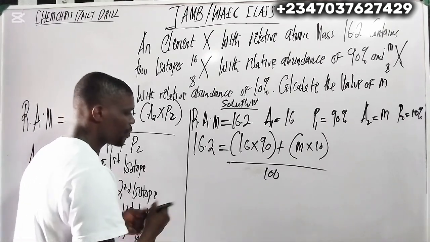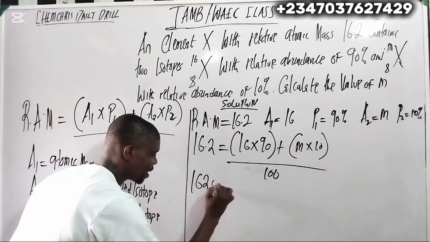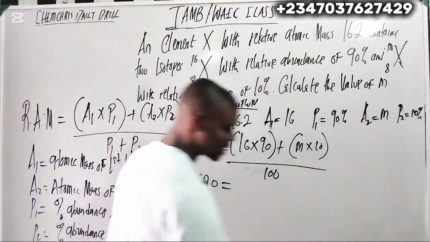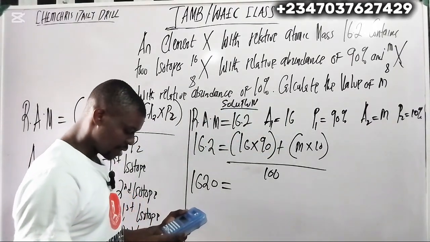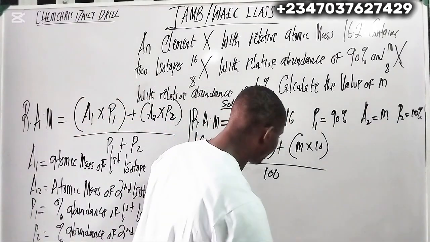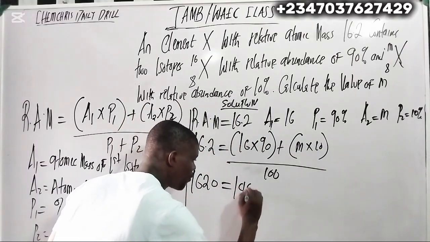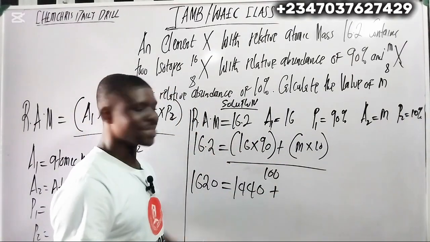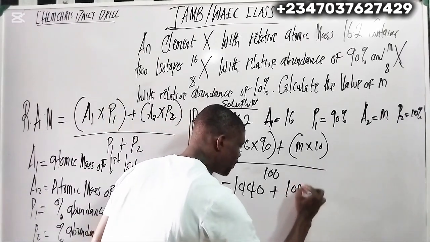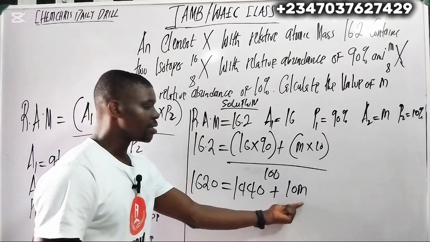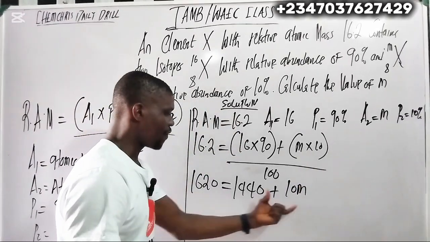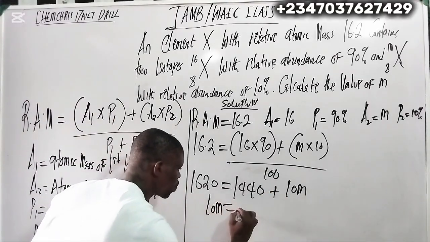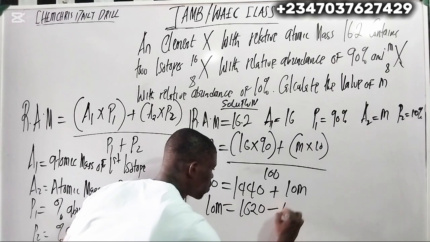16.2 times 100, here we have 1620, right? When I cross multiply, it equals 16 times 90. 16 times 90, here we have 1440. This is that plus M times 10. Here we have 10M. The goal is to make M the subject of the formula here. So if I make 10M the subject, we have 10M equals 1620 minus 1440.